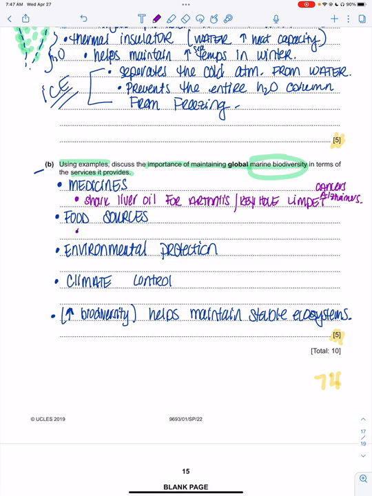Pick one for food sources. Shellfish, seaweeds, mollusks, so like snails or bivalves, like a scallop or a clam. Environmental protection, so shoreline protection. We need examples though.